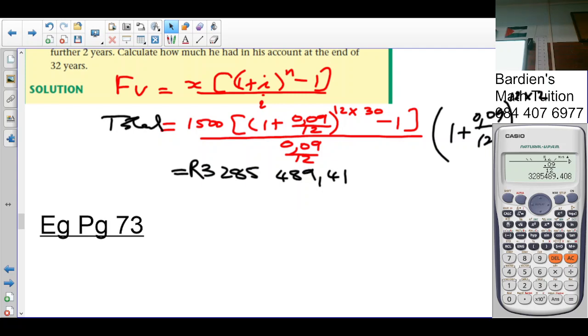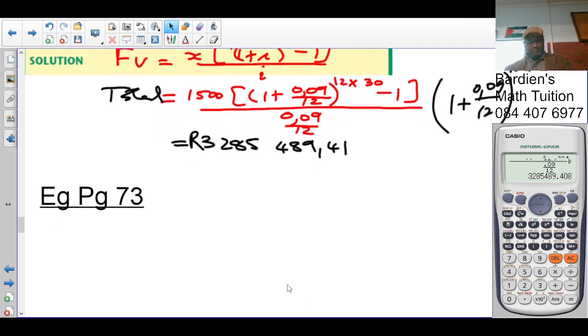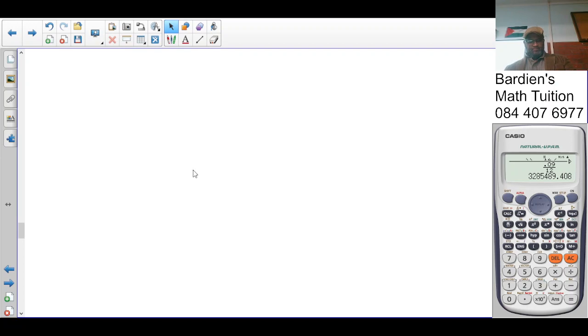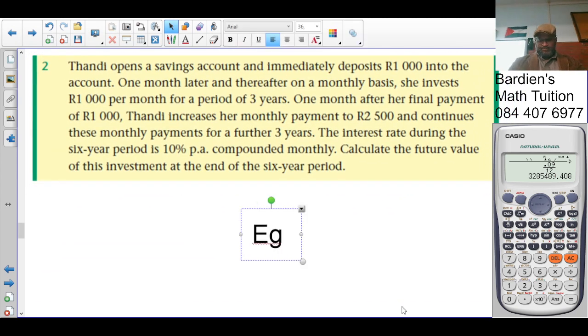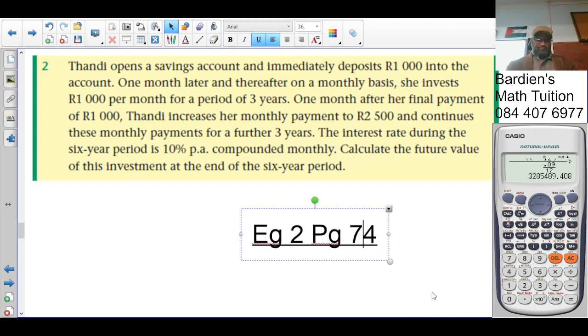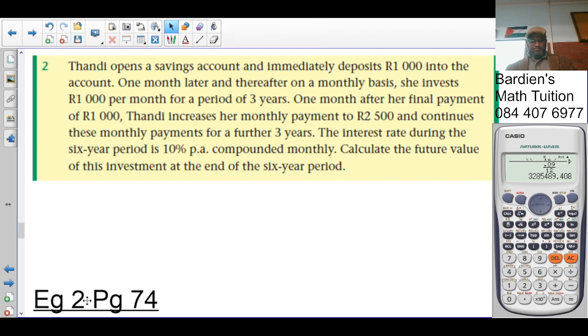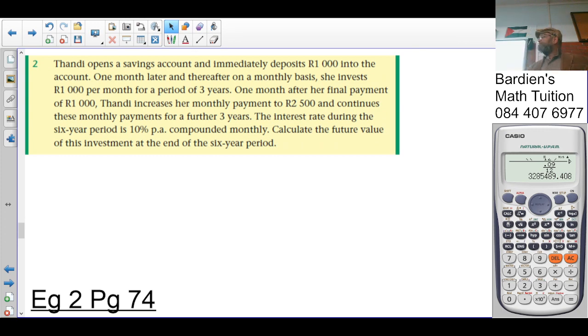Let's look at another example. This is example 2. It's on page 74, no? Number 2. Dudley opens a savings account and immediately deposits 1,000 rand into the account. So what happens here? Immediately. So what do we do? Plus 1 on the end. Not so?